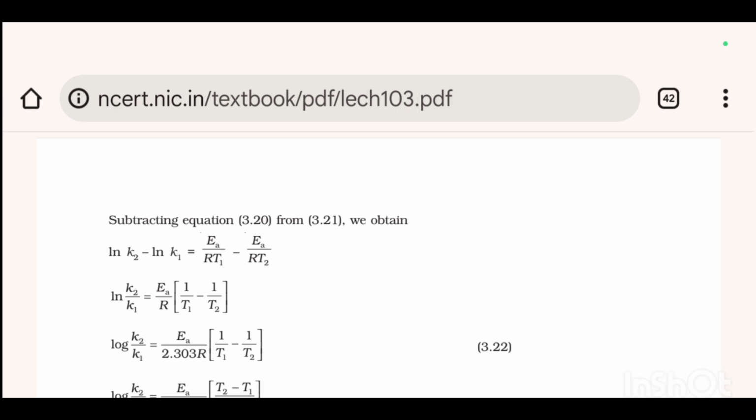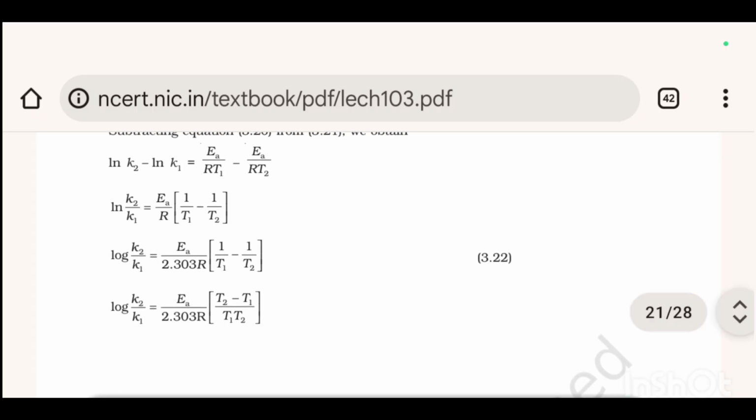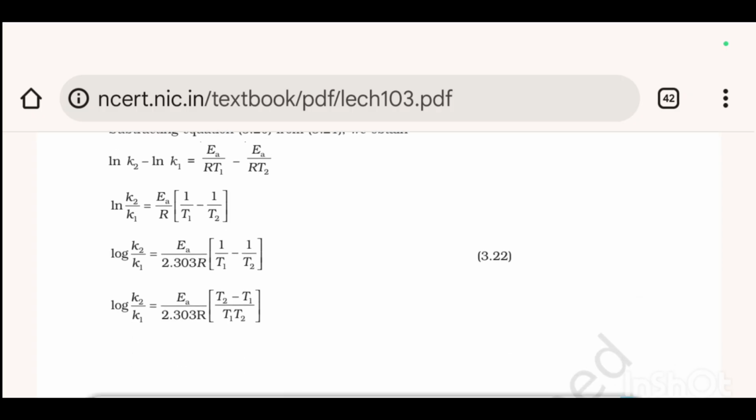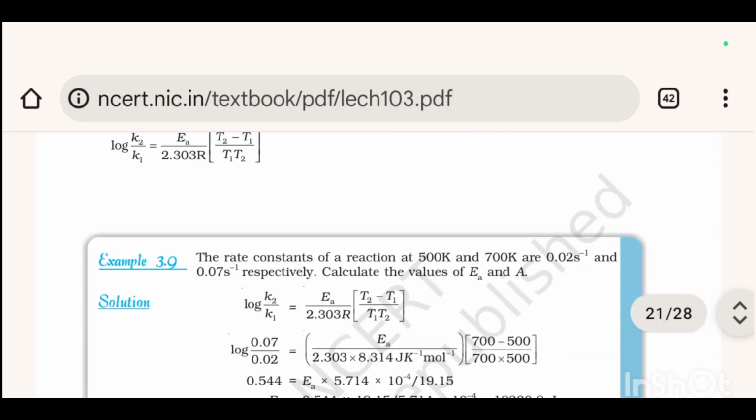ln K2 by K1 equals EA by R multiplied by 1 upon T1 minus 1 upon T2. Log K2 by K1 equals EA divided by 2.303 R, times 1 by T1 minus 1 upon T2. Log K2 by K1 equals EA upon 2.303 R, times T2 minus T1 divided by T1 times T2.